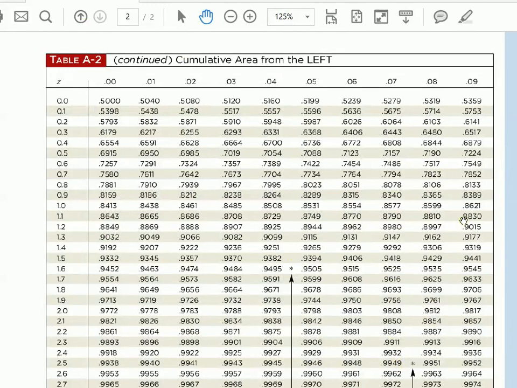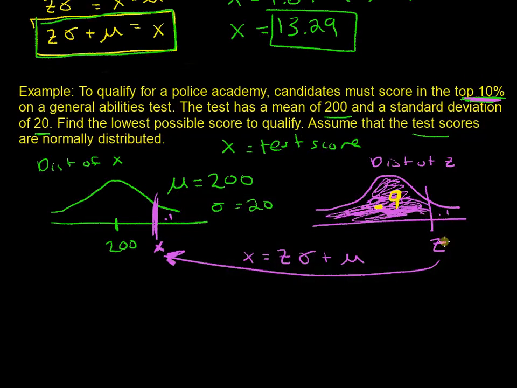Let's look for 0.9. There it is. It's between these two values, but it's closer to this one. It's 0.0003 away from this value and 0.0015 away from this value. So I'm going to choose this value, which is closer. So 1.28. That's the value of z.